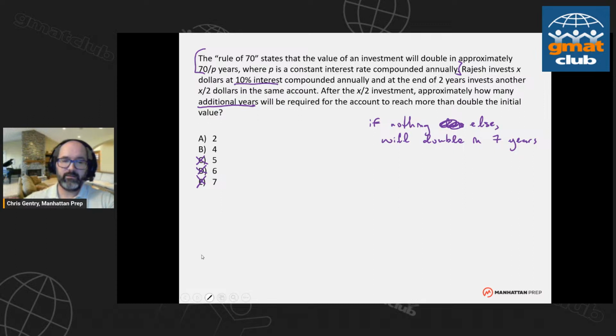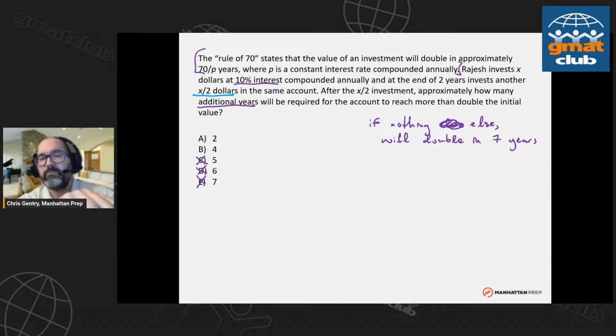But that is not what Rajesh does. Rajesh says, you know what? I'm not happy with just my initial investment. I'm going to put some more money in there. So the moment Rajesh puts some more money in there, it's not going to take this long to double from the original amount anymore. It would double on its own before anything else.